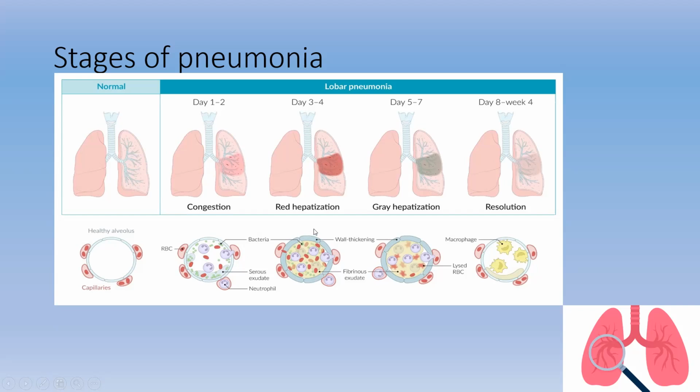Then in the red hepatization phase, a lot of RBCs come into the mix. This gives the lobe of the lung a redder than usual appearance. Then in the gray hepatization phase, now that the RBCs have died off and are being broken down, it turns gray, like a wound scab. And then for the resolution phase, now everything is calm. All that infectious, purulent material is now being cleaned out.